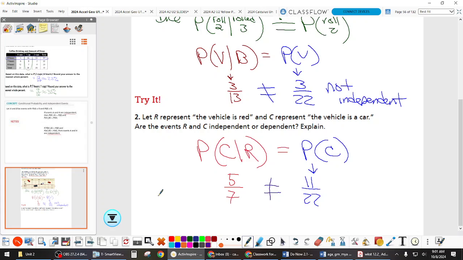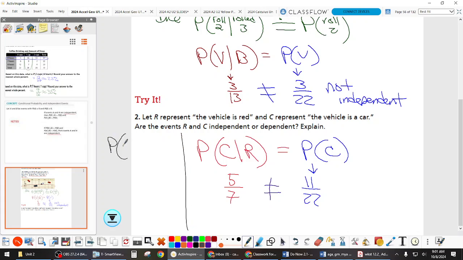Sorry, I'm confused. So if they were independent, it would be the same fraction? Good. Well, okay, it would be the same reduced fraction. It may not be the same initially, but if we simplified it, it would be. Or if you divided it to a decimal, it would be. Very good.